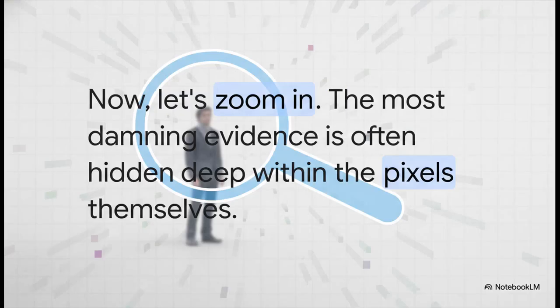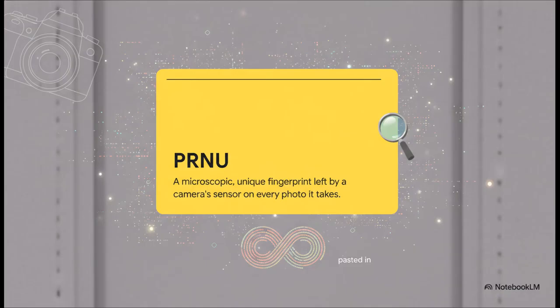But the clues aren't always that obvious. Sometimes the most powerful evidence is totally invisible to the naked eye. To find it, we have to zoom way in, right down to the pixel level. And this brings us to a super cool, if kind of technical, concept called PRNU. But honestly, the easiest way to think about it is this. It's like a camera's unique digital DNA.